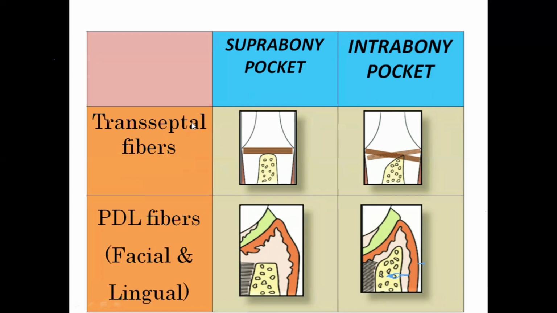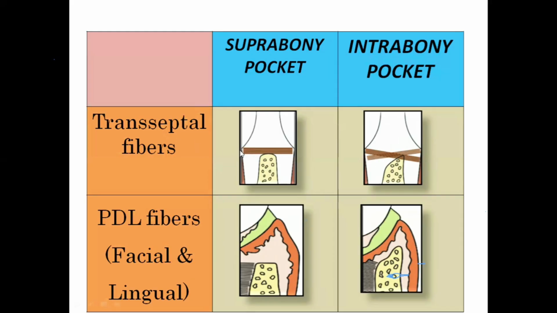Transseptal fibers are the fibers of the periodontal ligament. They are the most superficial. Most superficial means when we open a tooth from the coronal side and we move towards the apical side, the first fibers which we encounter are the transseptal group of fibers.